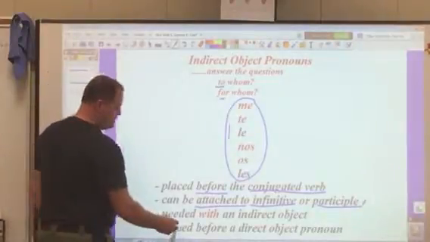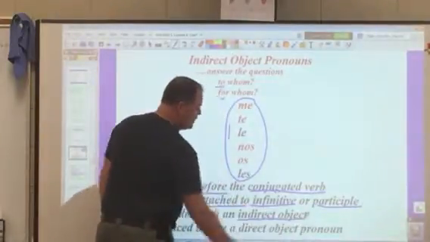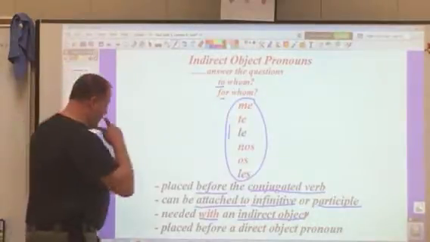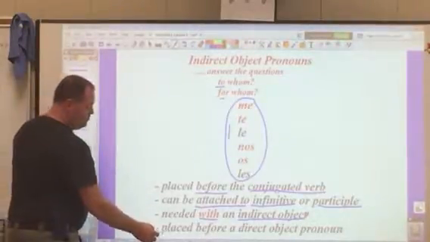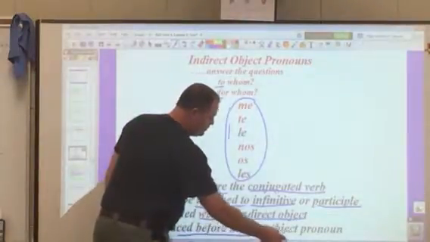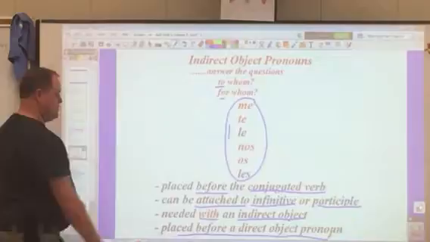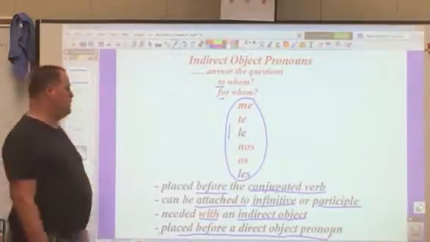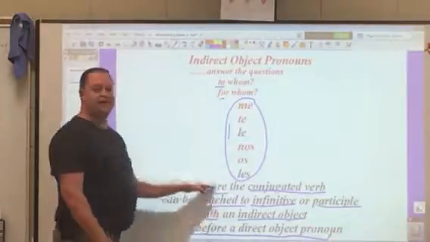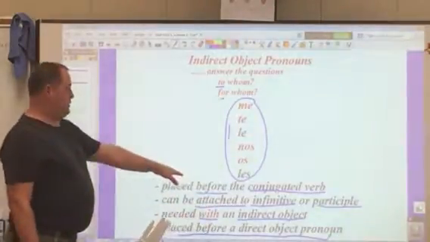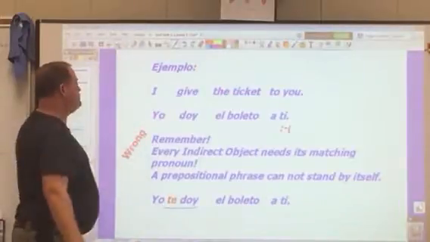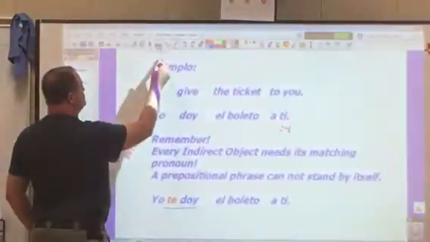We'll talk more about this later. We're not going to get to this yet, but when we put the direct objects and the indirect objects together, the indirect goes before the direct object, but we'll work on that later. Right now, the main thing is learning these: me, te, le, nos, os, and les, and the fact that they go before the conjugated verb. Okay?